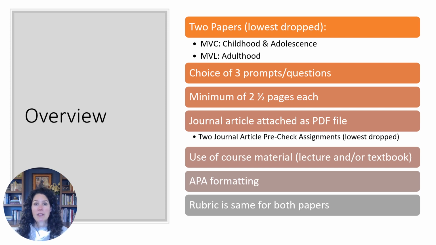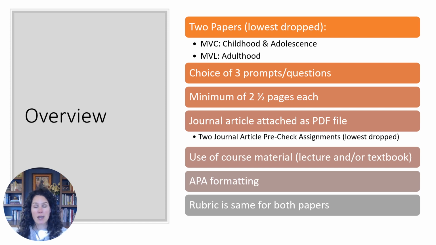Okay, so there's two possible papers, the My Virtual Child or MVC paper, which covers childhood and adolescence, and then there's the My Virtual Life or MVL adult paper, which covers adulthood, which is in the second part of the class. We offer both papers. They're worth exactly the same points, same requirements, and then we drop your lowest one.